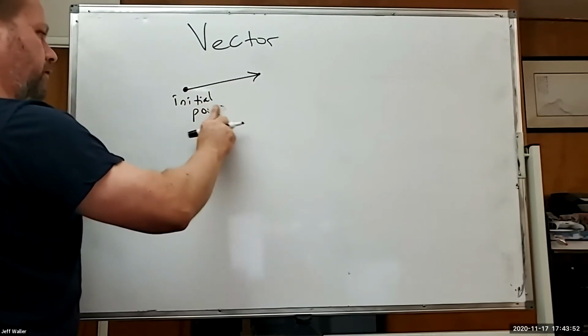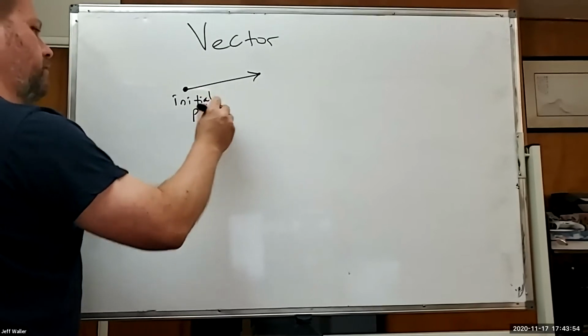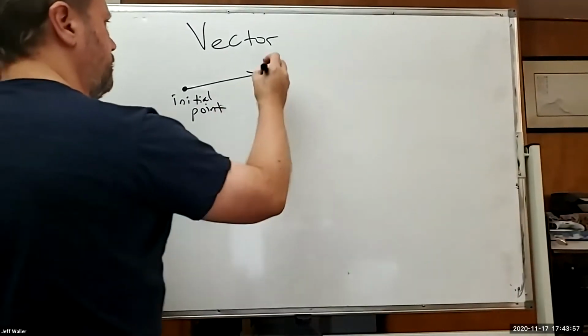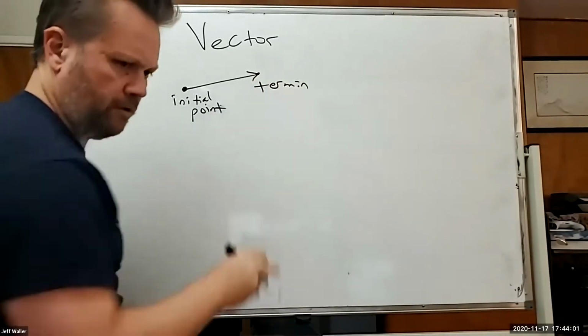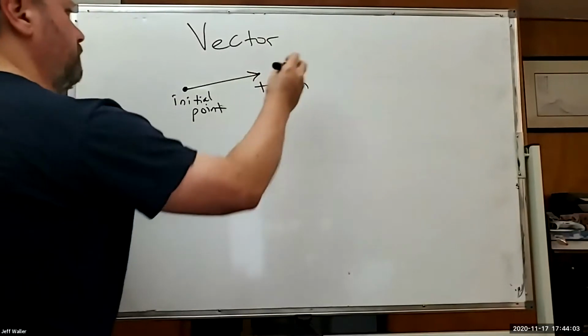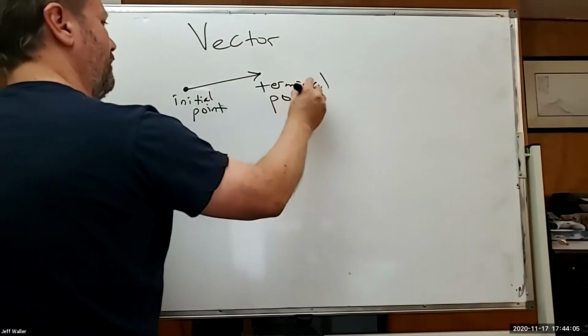Oh, crappity. Do you know how to spell, Jeff? And it's got a terminal point. Sorry, this is about to fall off. God dang. Jeez. All right.